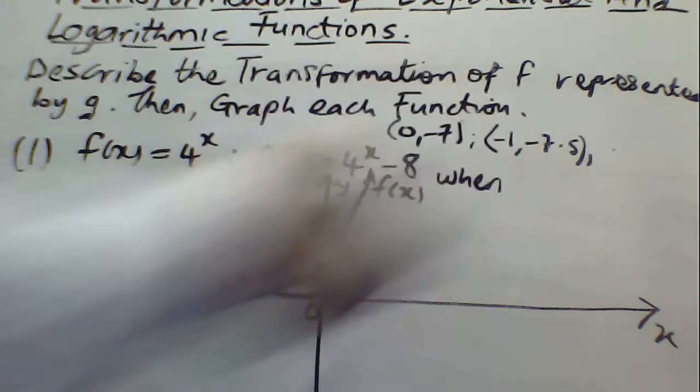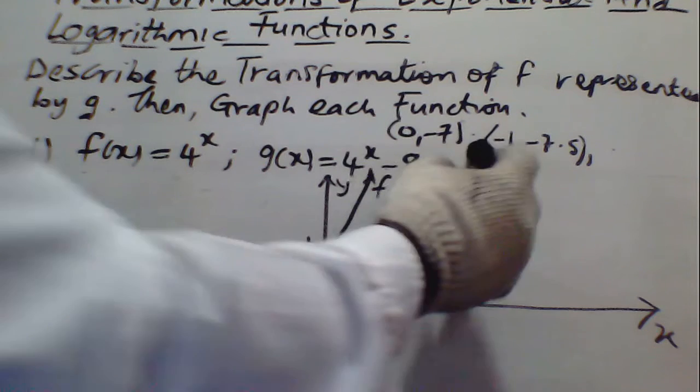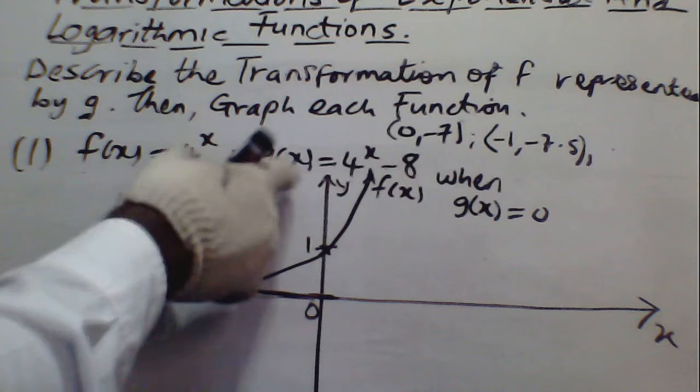So we can use these 2 points, but let's see if we can get another point. The more points you get, the more accurate the curve. But what if g of x is equal to 0?